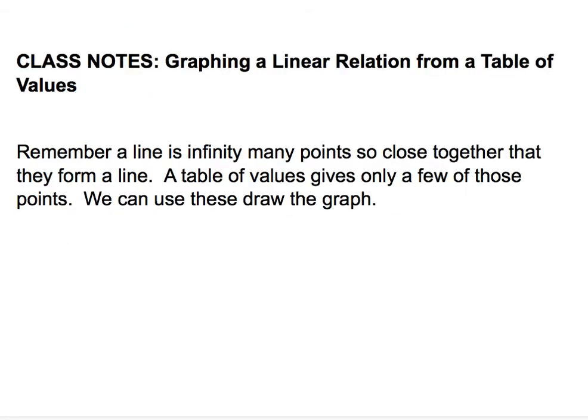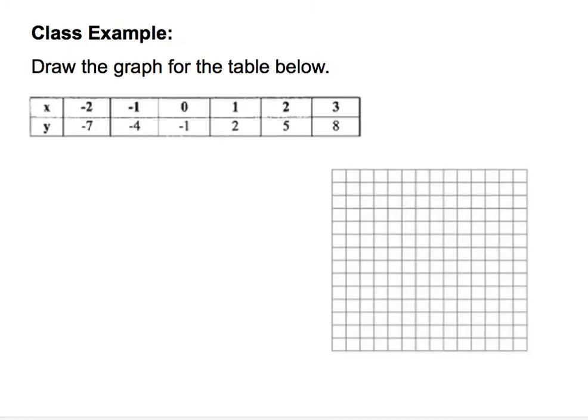Okay, so class notes. Graphing a linear relation from a table of values. Remember, a line is infinitely many points, so close together that they form a line. A table of values gives only a few of those points, and so we can use these to draw the graph. So here we have an x and a y, and we have some values, and it's asking us to graph the table below. Well, since now we have negatives in our data, we need to put our axes in the middle of the graph. So we always have to be aware of the data that we have. And sometimes we have to use our common sense. And we're going to get to a couple of those coming up.